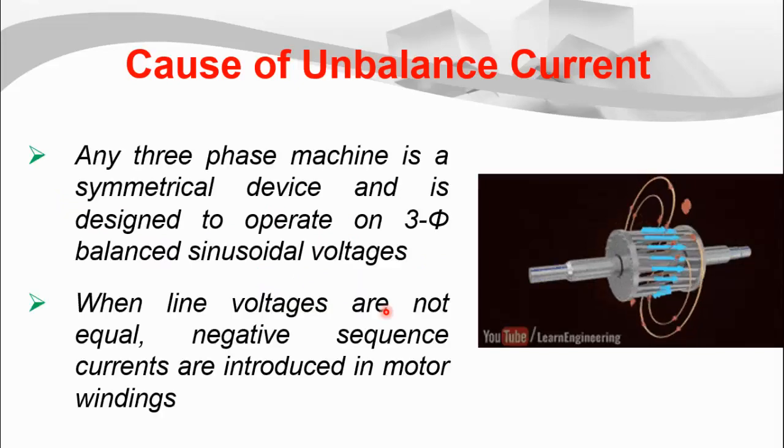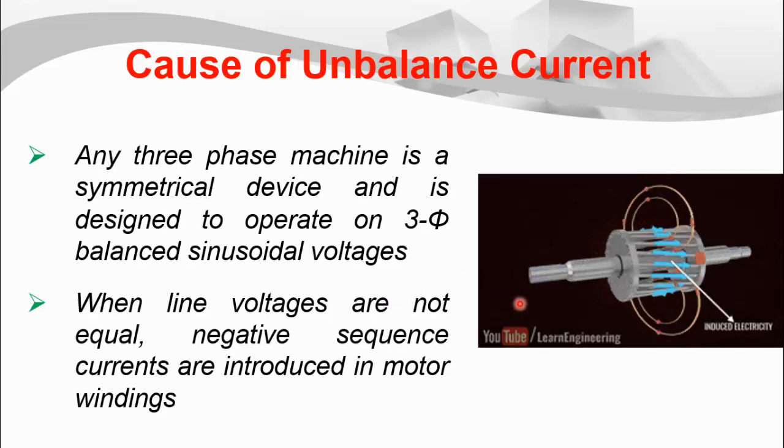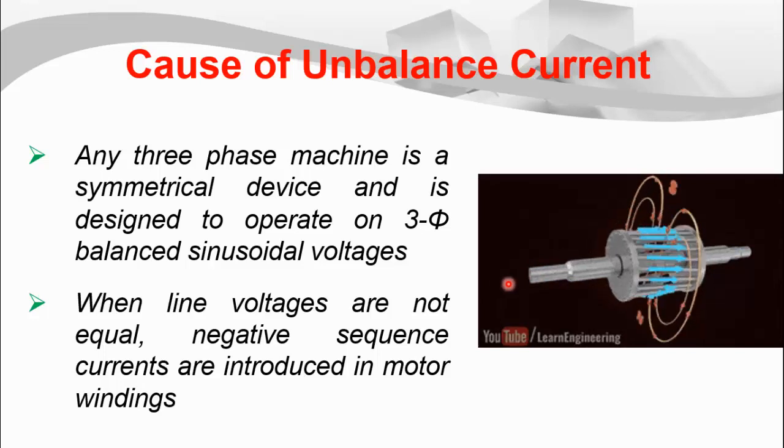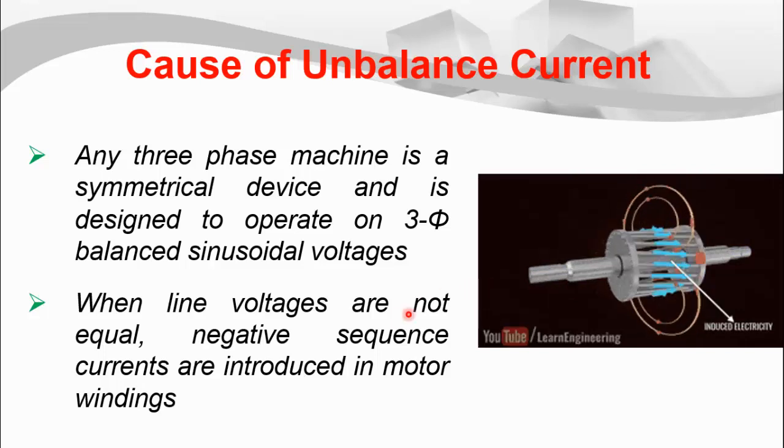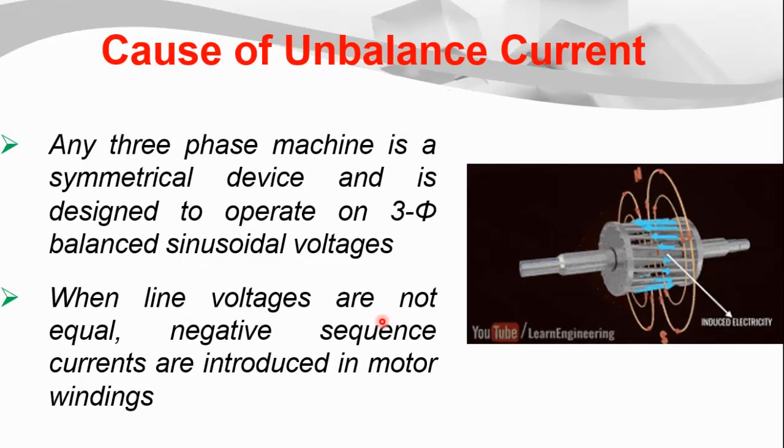In any three-phase machine, whether it's a generator or an electric motor, these are symmetrical devices. It means that they are designed to operate on balanced sinusoidal three-phase voltages. So what happens when the voltages are unbalanced? In that case, for example in an electric motor, if the line voltages are not equal, negative sequence currents are introduced into the motor. So we will see the effects of negative sequence currents in a motor.